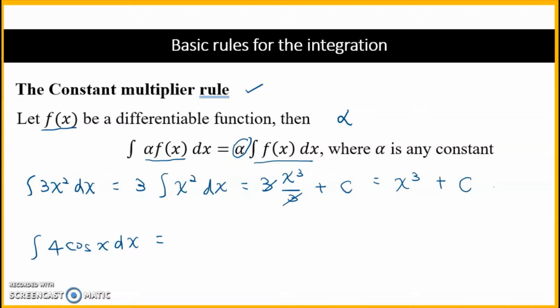The next case, to integrate 4 cos x, we can take the 4 out. So 4 times the integral of cos x. To integrate cos x, we're going to get sin x. So the answer is 4 sin x plus c.